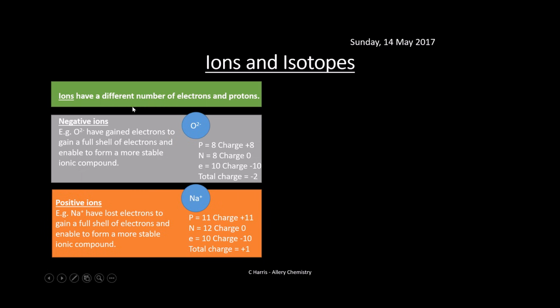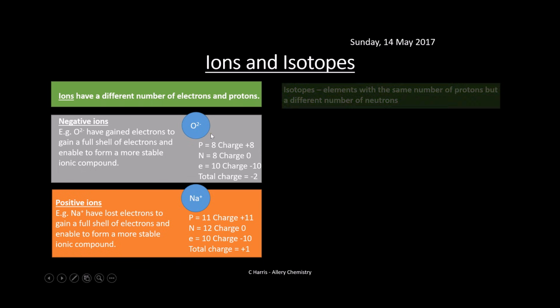Positive ions have lost an electron to form a positive charge. The number of protons in this one is 11, so a charge of +11. 12 neutrons in this case for sodium, but they have a charge of 0. It's lost an electron, so it only has 10 electrons instead of the 11 it would normally have as an atom. So if we add all those numbers up, we should get a total charge of +1. Obviously these would combine together to form a compound, which is what makes them stable. It's the formation of compounds that does that.